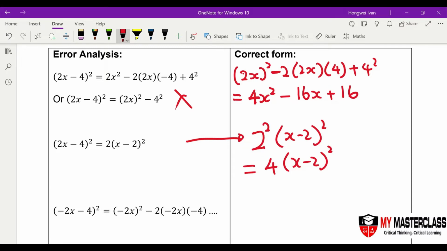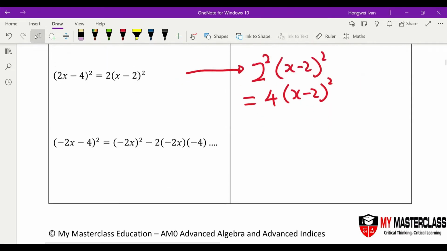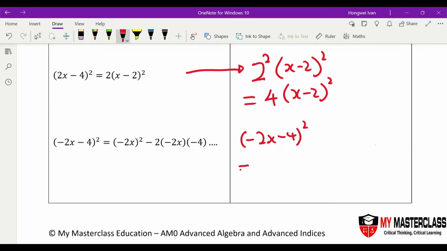Okay, so we also learned 3 algebraic rules: a plus b square, a minus b square, a square minus b square. Nobody told you what is negative a square minus b square. This is also wrong. Okay, so negative 2x minus 4 bracket square, right, is the same as, during the holiday I will talk about it.